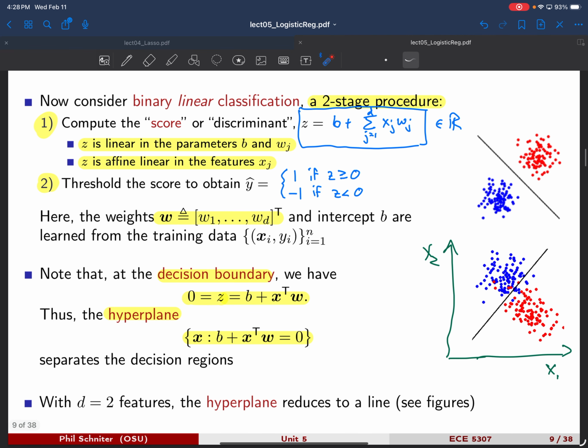Okay, so when you look at these decision boundaries, if we look in 2 dimensions, like here, it's going to be a line.